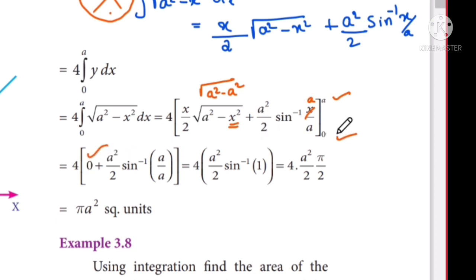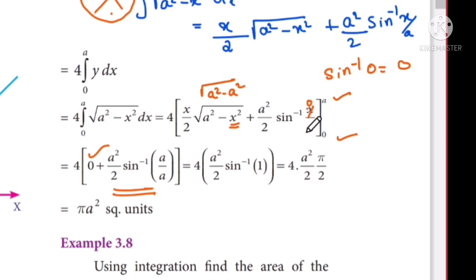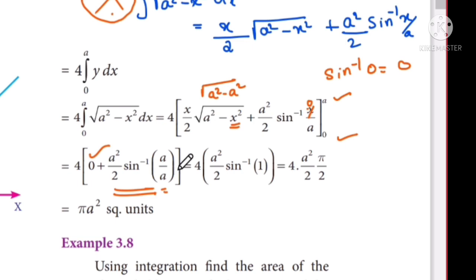What happened to the lower limit? The lower limit is 0. If you put x is 0, the term x by 2 root of a square minus x square becomes 0. Here, if you put x is 0, this term also becomes 0, because sine inverse of 0 is 0, since sine 0 is 0. So how do you get the upper limit? Put x is a here. This term becomes 0, leaving a square by 2 sine inverse of a by a. The lower limit, with both terms 0, is not there.